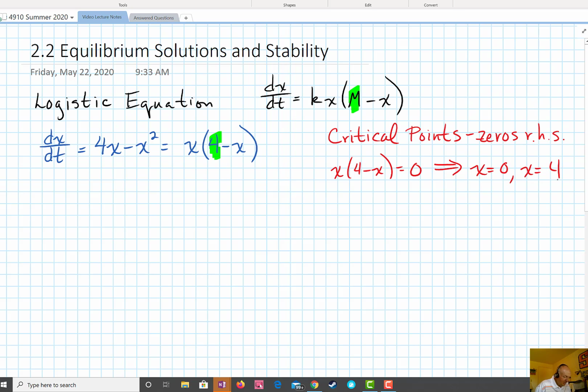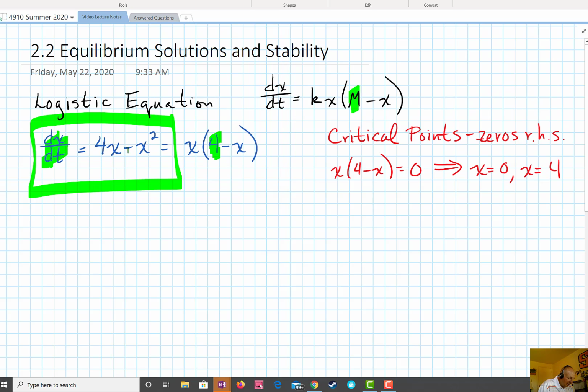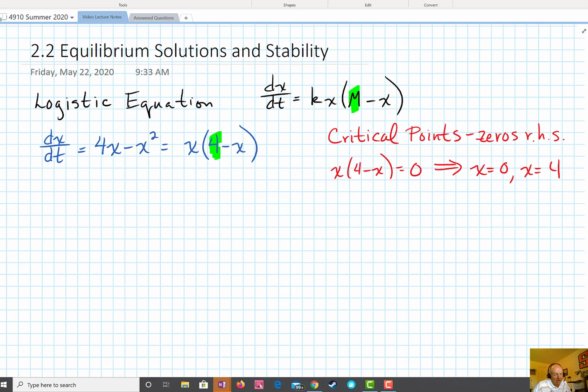Now, what do those mean? Well, the first thing to notice is those are actual solutions to the differential equation. If x equals 4, you take the derivative of that, that's 0. And then you go 4 times 4 minus 4 squared, that's 0. So 4 is a solution. So these critical values are solutions themselves, and of course these are just constants, constant solutions or horizontal lines.